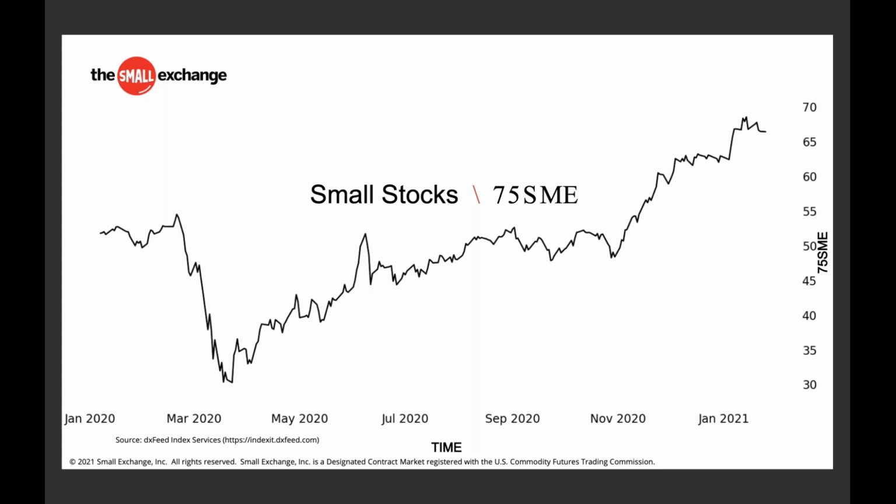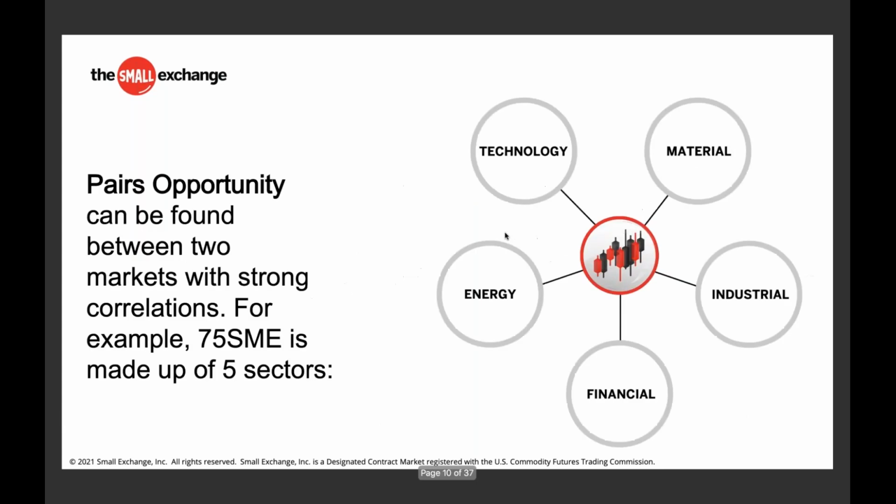That's the name of the game with this IBKR webinar. So we're starting with our first character here, which is the 75 SME, the small stocks futures, which is a diverse equity index future. It's got financial stocks, it's got energy stocks, technology stocks as well. And you can see, it looks like most of your other equity indexes out there, like S&Ps and Dow and everything else. Now, where do you find opportunity?